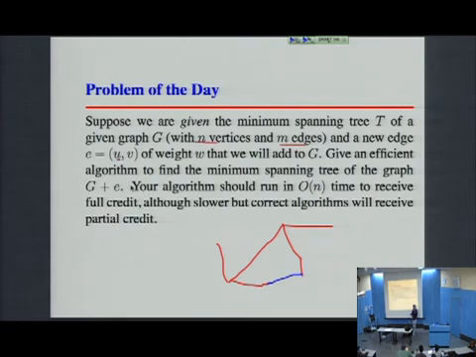Any questions? Yes? It says it should run in O(n), but isn't breadth first and depth first search n plus m? Okay, so this says it's got to run in order n time, and depth first search is order n plus m, where m is the size of the graph. What's the problem?